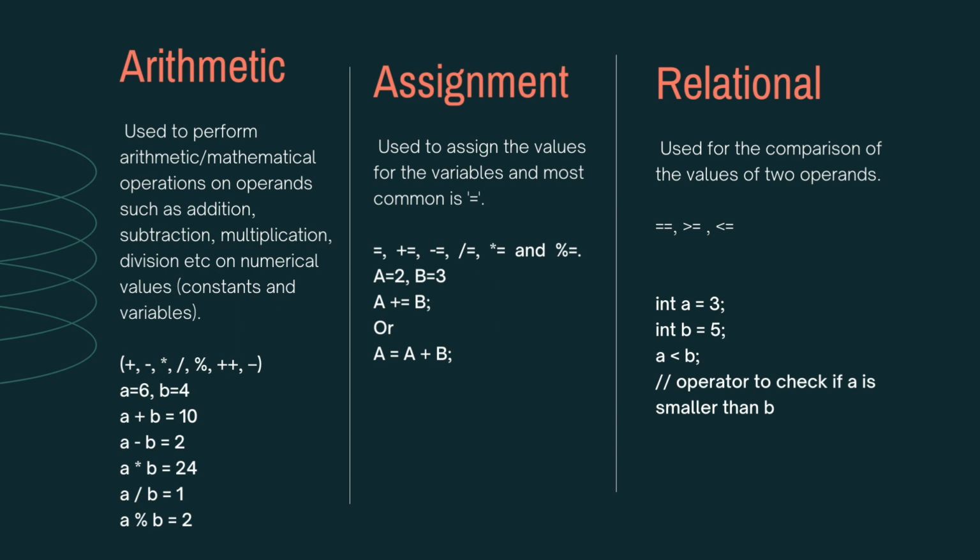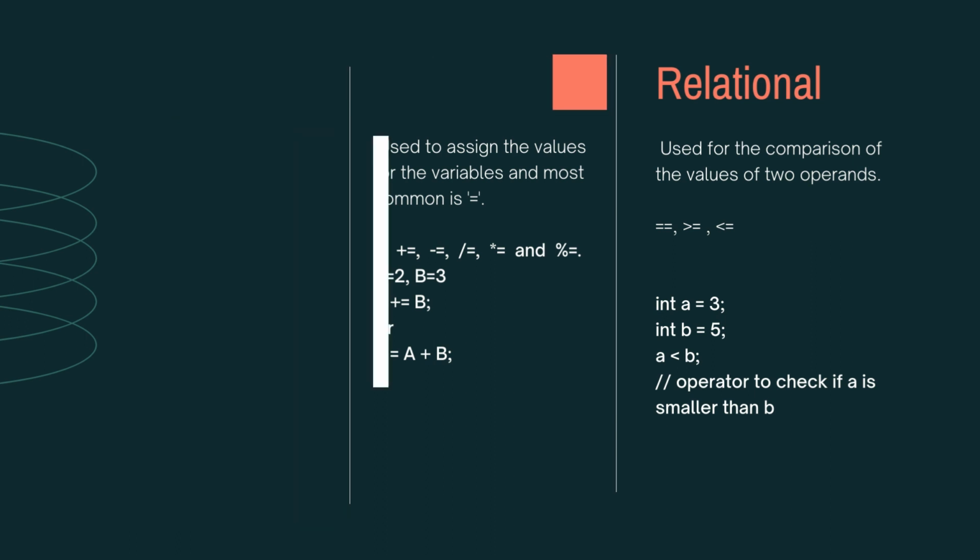Next, you can see relational operators. Relational operators are used for the comparison of the values of two operands. These operators are equal, less than, greater than, etc. For example, if a is equal to 3 and b is equal to 5, in this condition, if a is less than b, this operator is used to check if a is smaller than b.